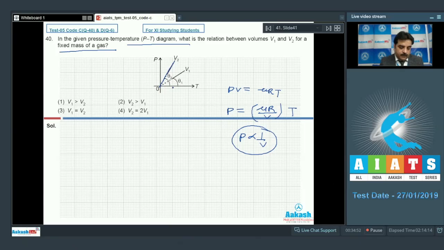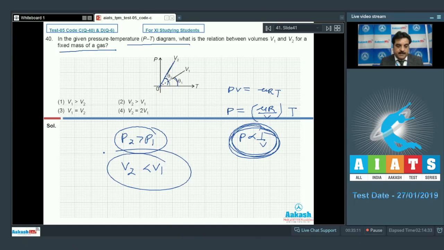By this graph, if you look at theta 1, theta 2, PT, you can observe that P2 is greater than P1 at a given temperature. There is no confusion. So if P2 is greater than P1, and I use this relation, I can say V2 is less than V1 easily. So I can find my answer. So option number 1 will be the right choice. So let's move on to question number 41.